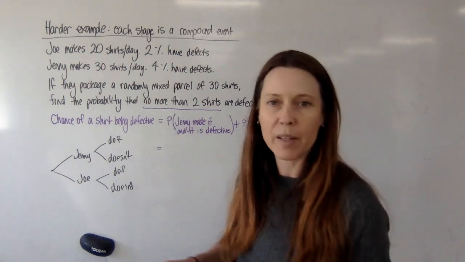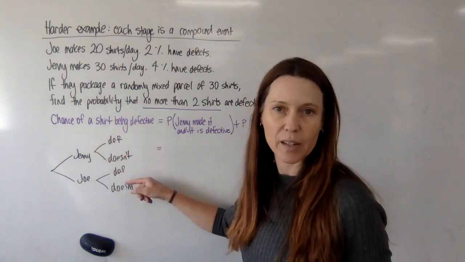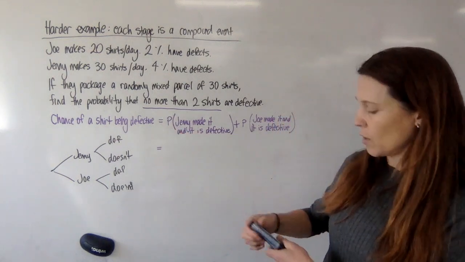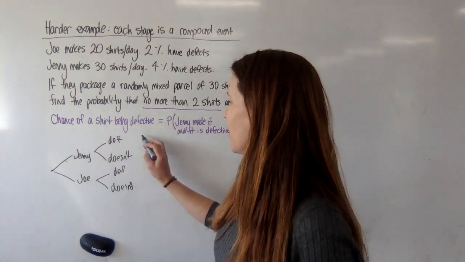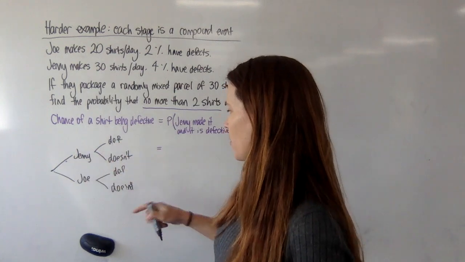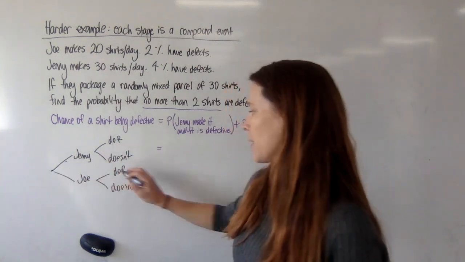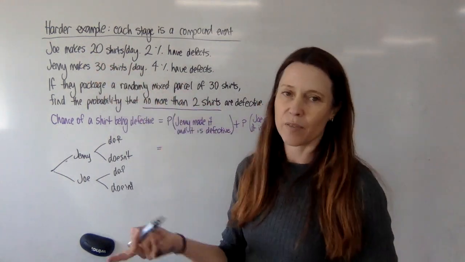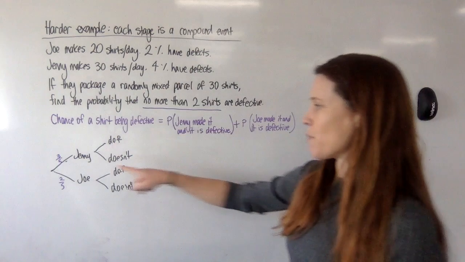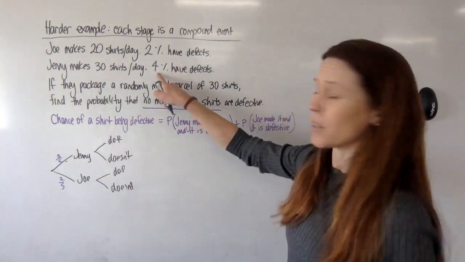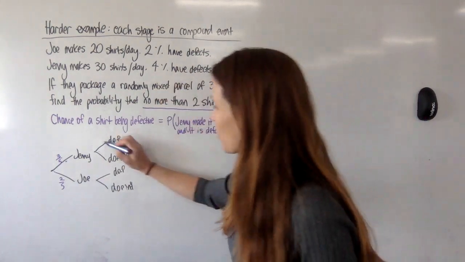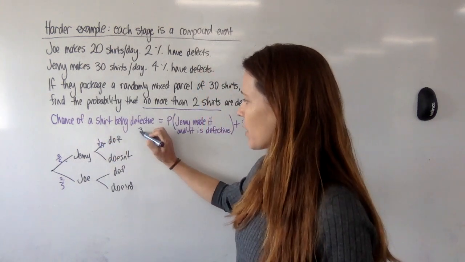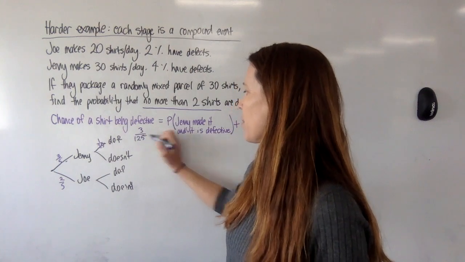Now you can draw up a tree diagram to get your 4 outcomes if you want to, or you could just think it through. We've got to add together the probability that Jenny made it and it was defective, with the probability that Joe made it and it was defective. So if Jenny made it, well, Jenny makes 30 out of every 50 shirts. So the chance of Jenny making it is 3/5, and the chance of it being defective is 4%, which is 1 out of 25. So the chance of getting to here is, what's that, 3 over 125.